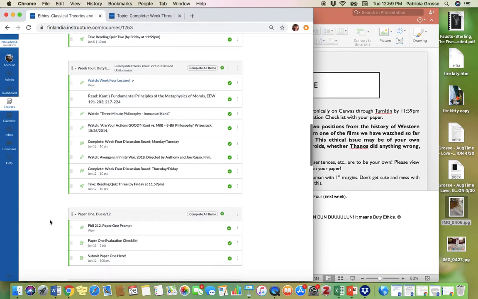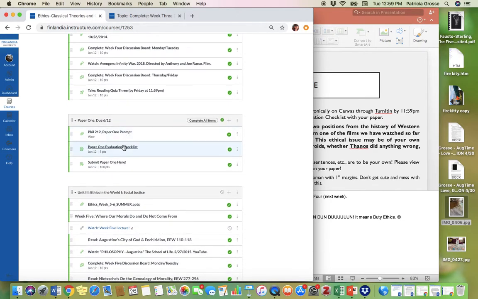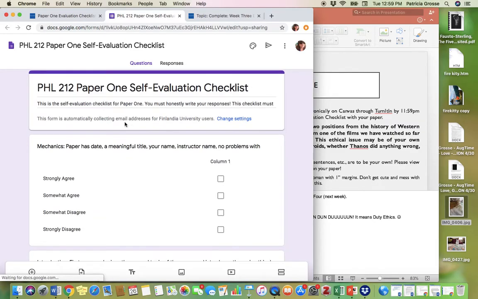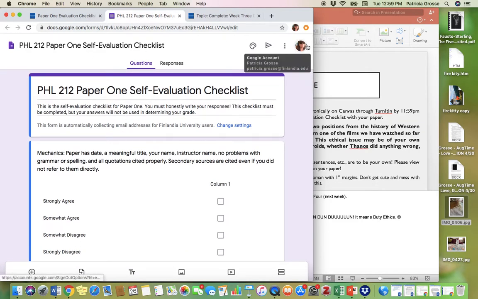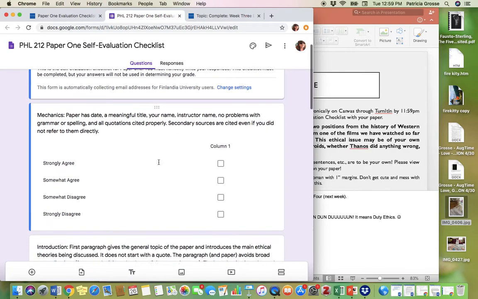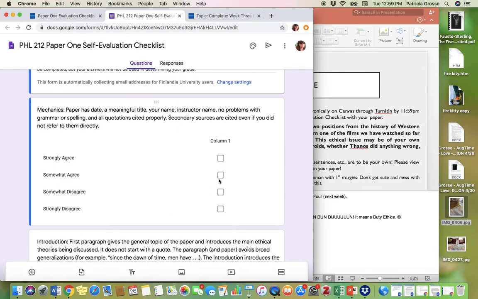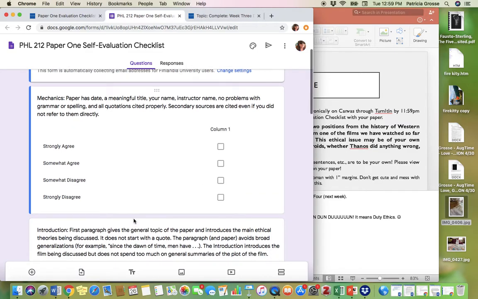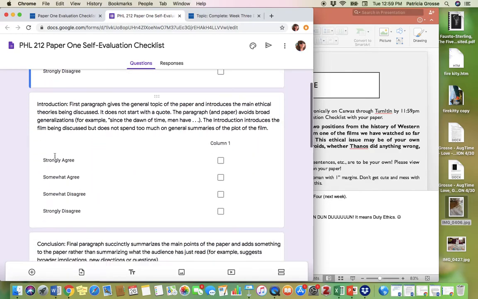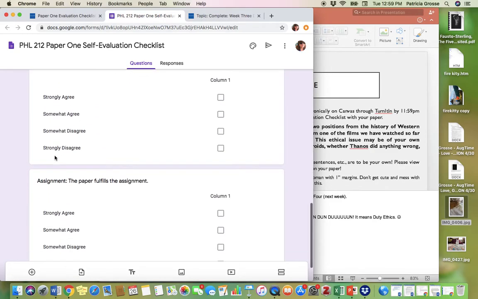Actually, what I've done to make that easier for you, the prompt is here. If you go to the paper 1 evaluation checklist button right here, there's a link. I'm already logged in to finlandia.edu, so you have to be logged into your Finlandia Gmail when you do this, but you can go through and choose. This is the self-evaluation checklist that's on the paper prompt, and you can just choose whether you agree, somewhat agree, strongly agree, etc. The categories are mechanics, introduction, conclusion, argument, ethical issue, assignment.